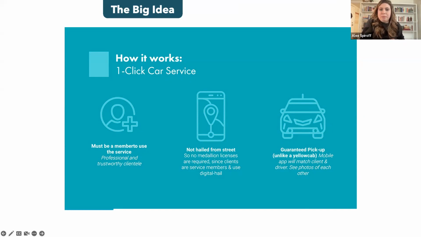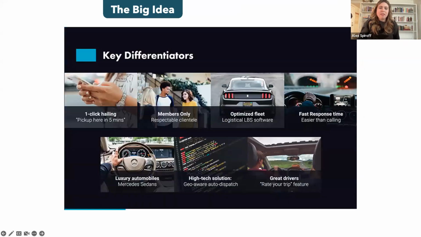You get guaranteed pickup to the spot where you are, right? So they're explaining how it works, but not really giving a lot of that heart or saying why that is something that people really need and why that's fixing a pain. But then they're giving the key differentiators.